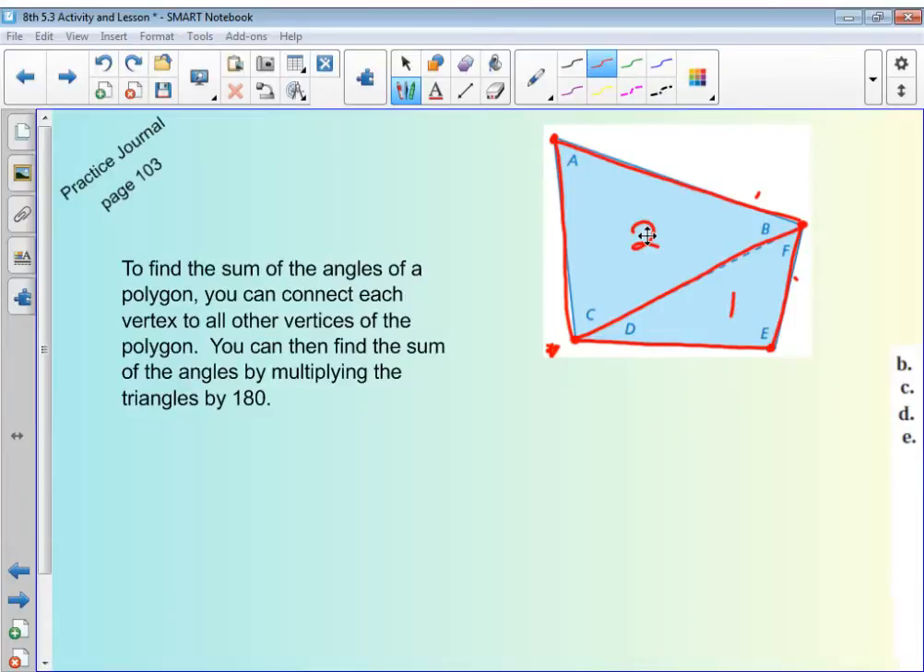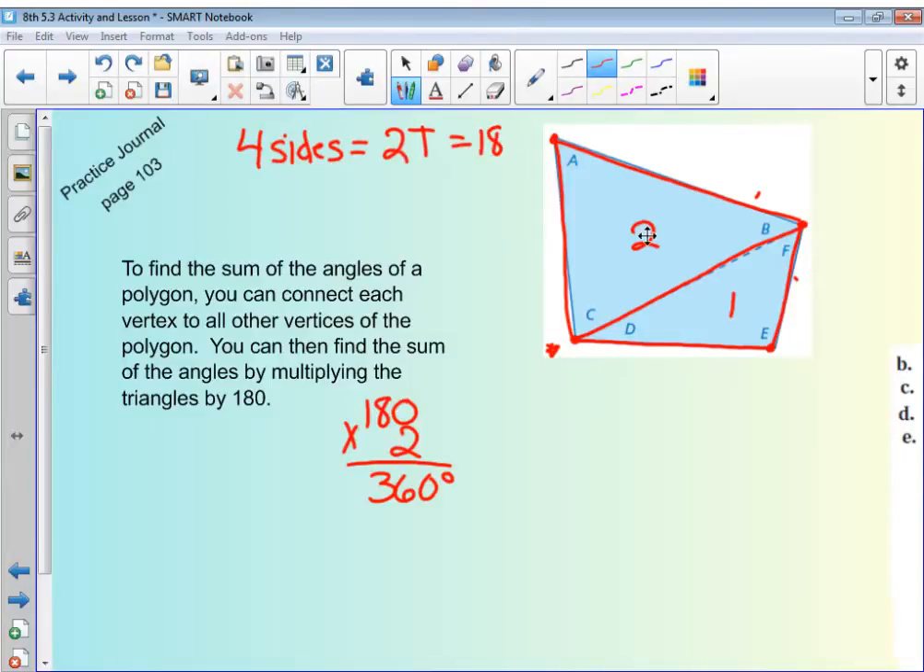So if I wanted to find the measures of that polygon, the sum of all of those, the A, B, F, E, C, D angles, they have to equal, well, 180 in each triangle times 2 is going to give me 360 degrees. Okay, so if I have 4 sides, that gives me 2 triangles, which equal 360 degrees.